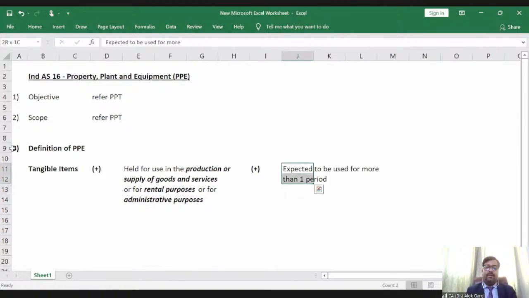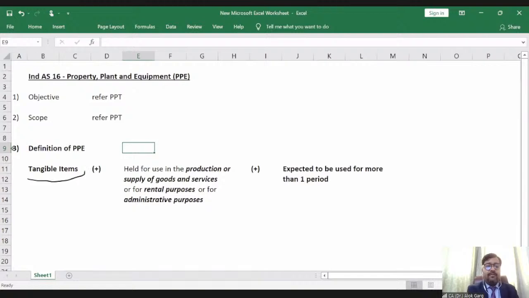Let's discuss this one by one. First of all, tangible item. What is meant by tangible item? Friends, tangible item means the item which you can see, which you can touch, which you can feel, right? For example, a building is a tangible item. Machinery is a tangible item. Vehicle is a tangible item. Refrigerator is a tangible item. Laptop and computers are tangible items.